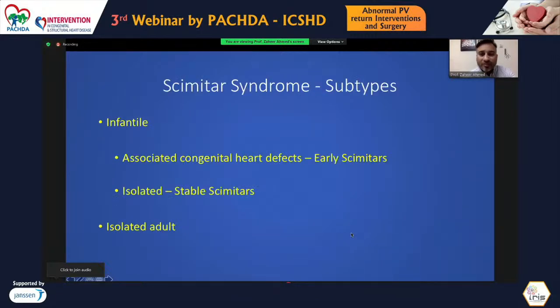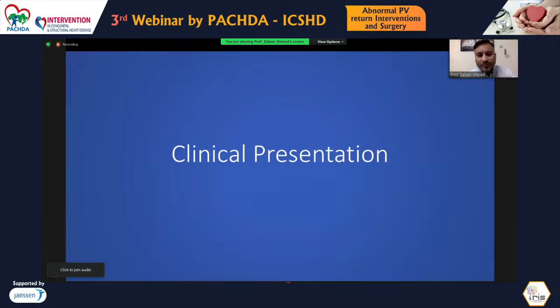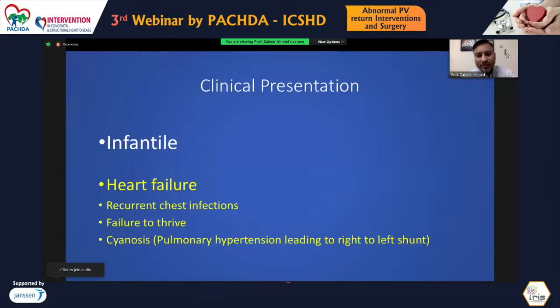So in terms of subtypes, we can divide them classically into infantile and isolated adult. In infantile, in terms of their presentations, they could be early scimitars, and usually they have associated congenital heart defects, or they could be isolated, which we label as stable scimitars. Clinical presentation in infantile type, the most important presentation is in heart failure or recurrent chest infections.